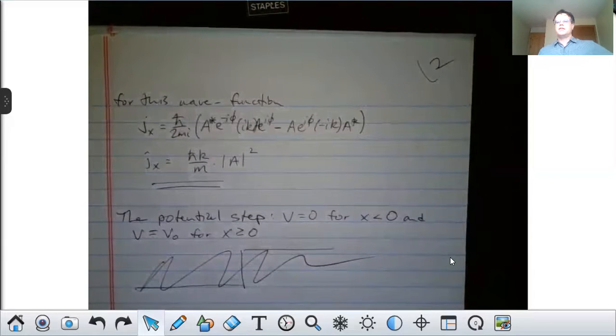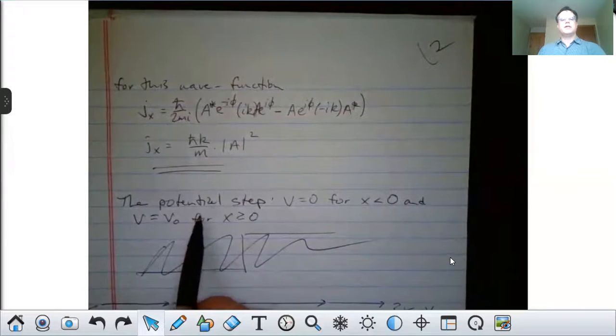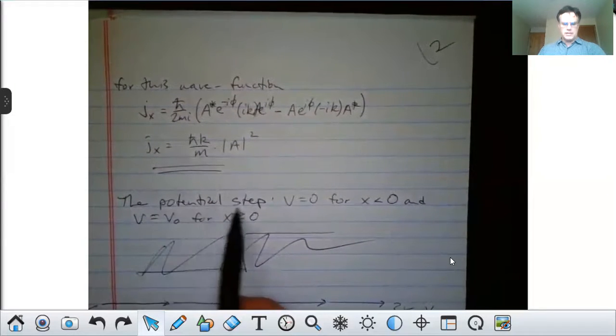We set up an incident beam, and when it hits something, it turns into a reflected and a transmitted beam of particles. And so we take the probability of it being reflected or transmitted relative to the incident wave probability. We'll see how that works in a minute. But the problem that I'm going to do in this video is the potential step.